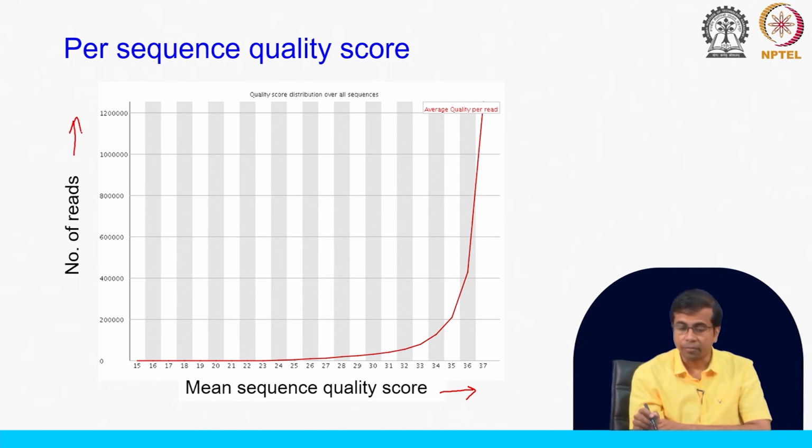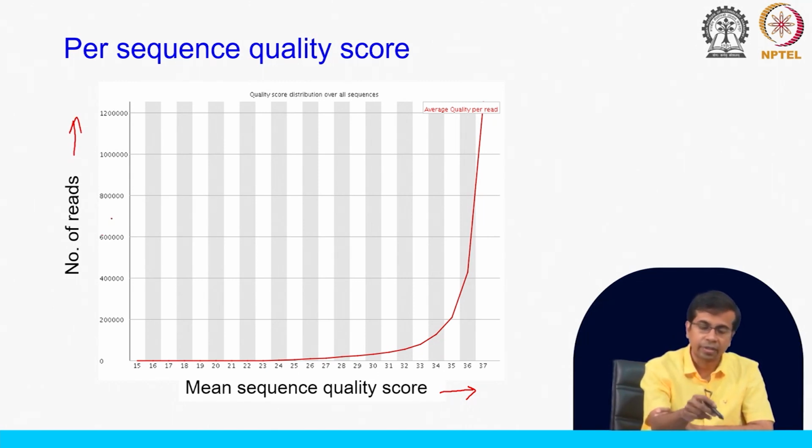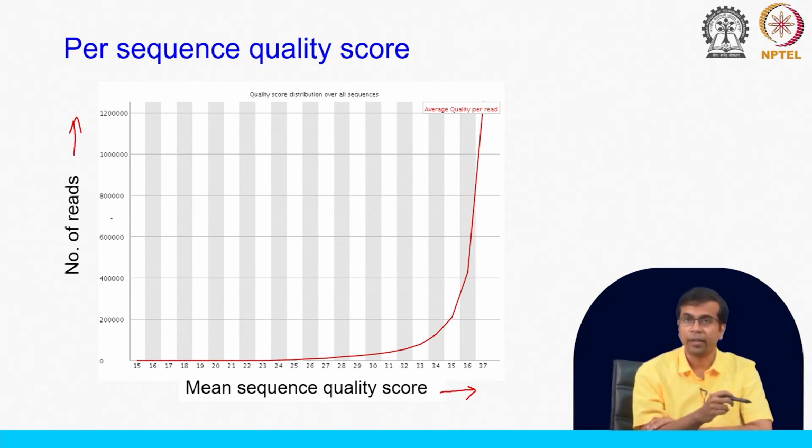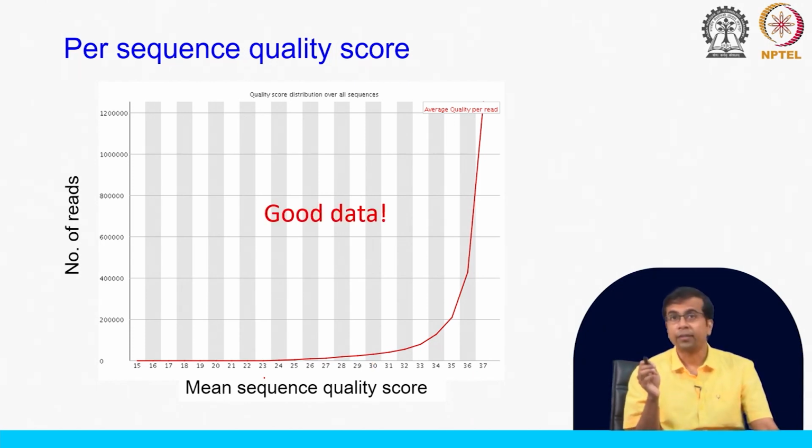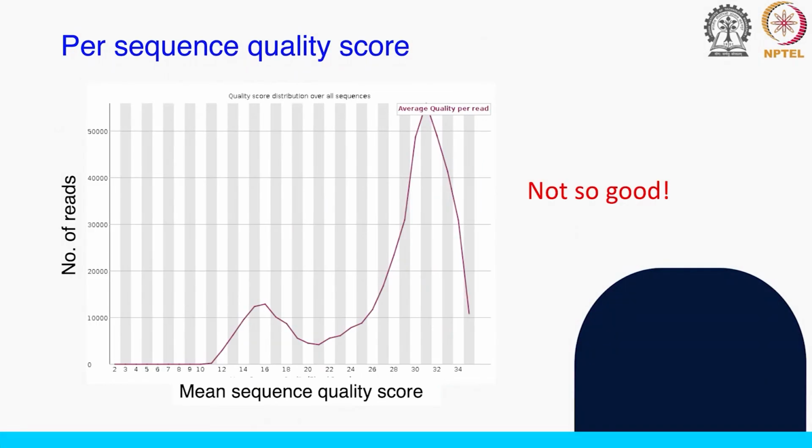So, in this data, the numbers on the y axis are really large, 1.2 million etcetera. You see most of the reads have very high average quality, 36, 37, and there are very few reads that have an average quality score less than 30. So, this is really good data. Now, why do you want to analyze this per sequence quality score? Because it may turn out there are some reads that are of poor quality, and this is good data, as I mentioned.